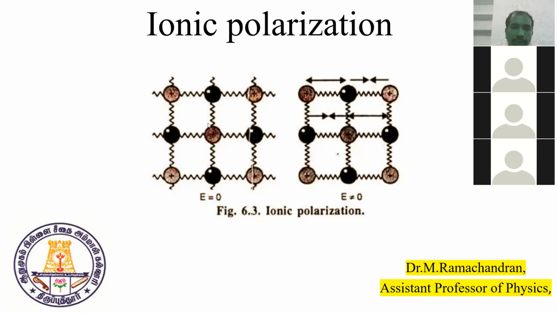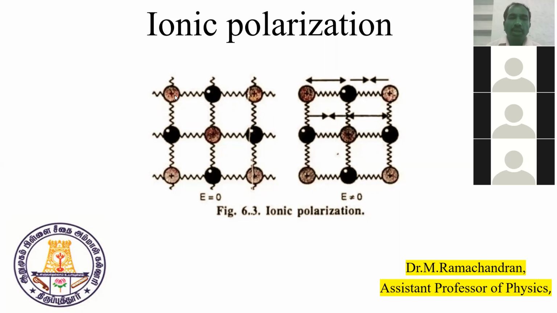That is nothing but the displacement of the anion and the cation through some distance. Because of this elongation or compression of the cation and anion directions, the dipole moment is going to change. In this way, the ionic polarization has occurred. This is a diagram for ionic polarization.